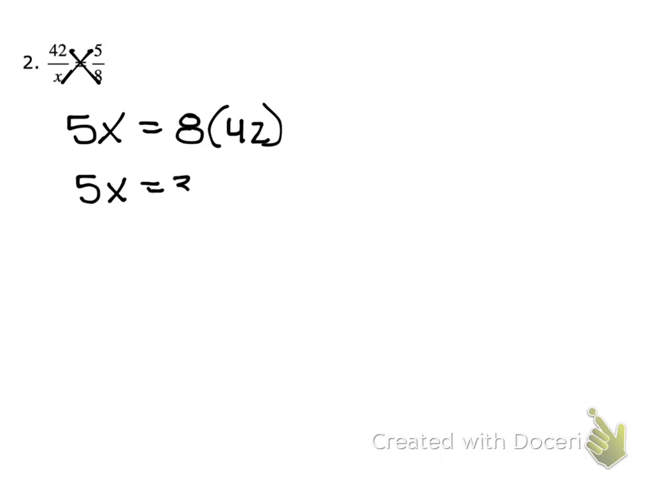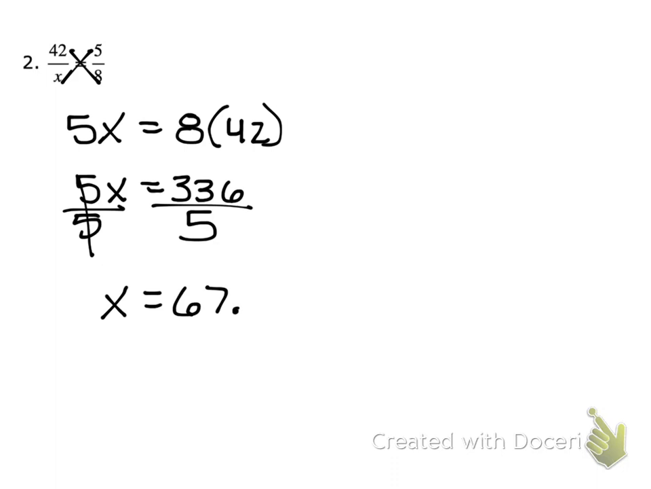When we look at our next one, we're going to cross multiply again. So we'll have 5 times x equals 8 times 42. So this will be 5x equals 336. We'll divide both sides by 5. And we get x equals 67.2 for our final answer.